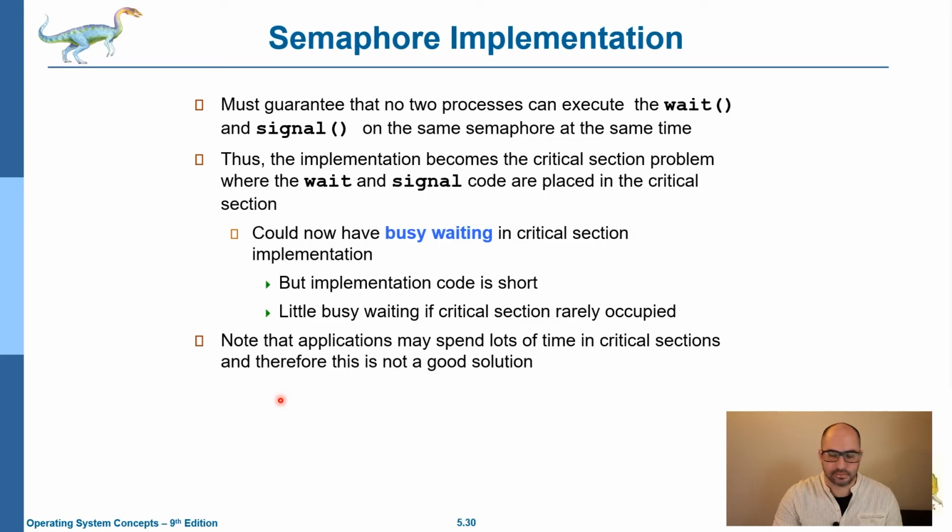So a semaphore needs to make sure that information is synchronized and that critical regions are protected. It must guarantee that no two processes can execute wait and signal on the same semaphore at the same time. So that's moving the critical section problem away from your code into the semaphore implementation itself.